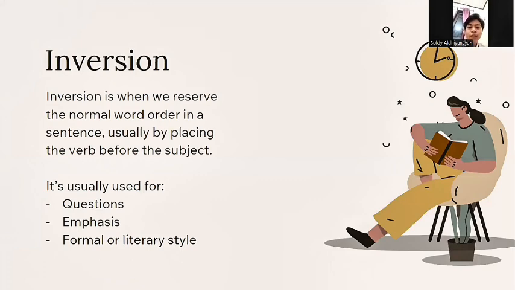Next, inversion. Inversion is when we reverse the normal word order in a sentence, usually by placing the verb before the subject. It's usually used for questions, emphasis, and formal or literary style.